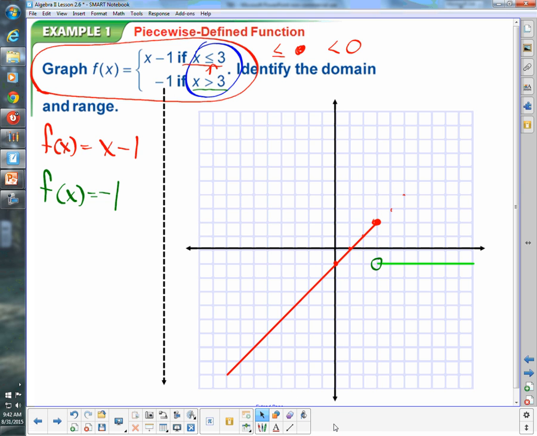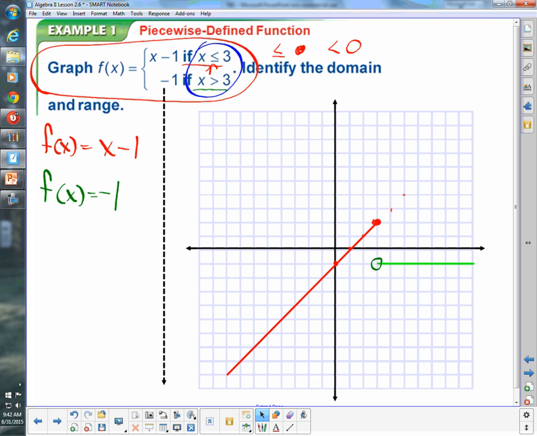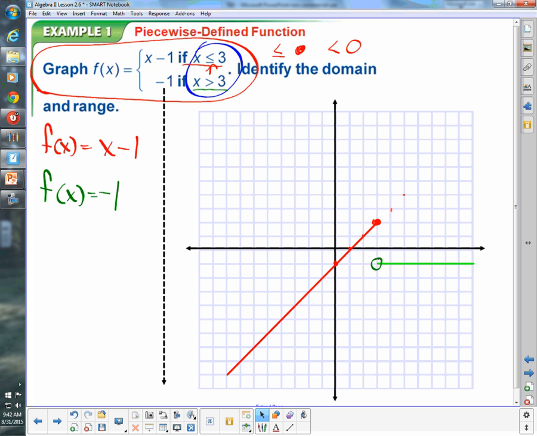So, your key today is to find that break point on this and then to graph the lines. This one's going to be on the left side, and the green one's on the right side. You can use colors if you want to, whatever.